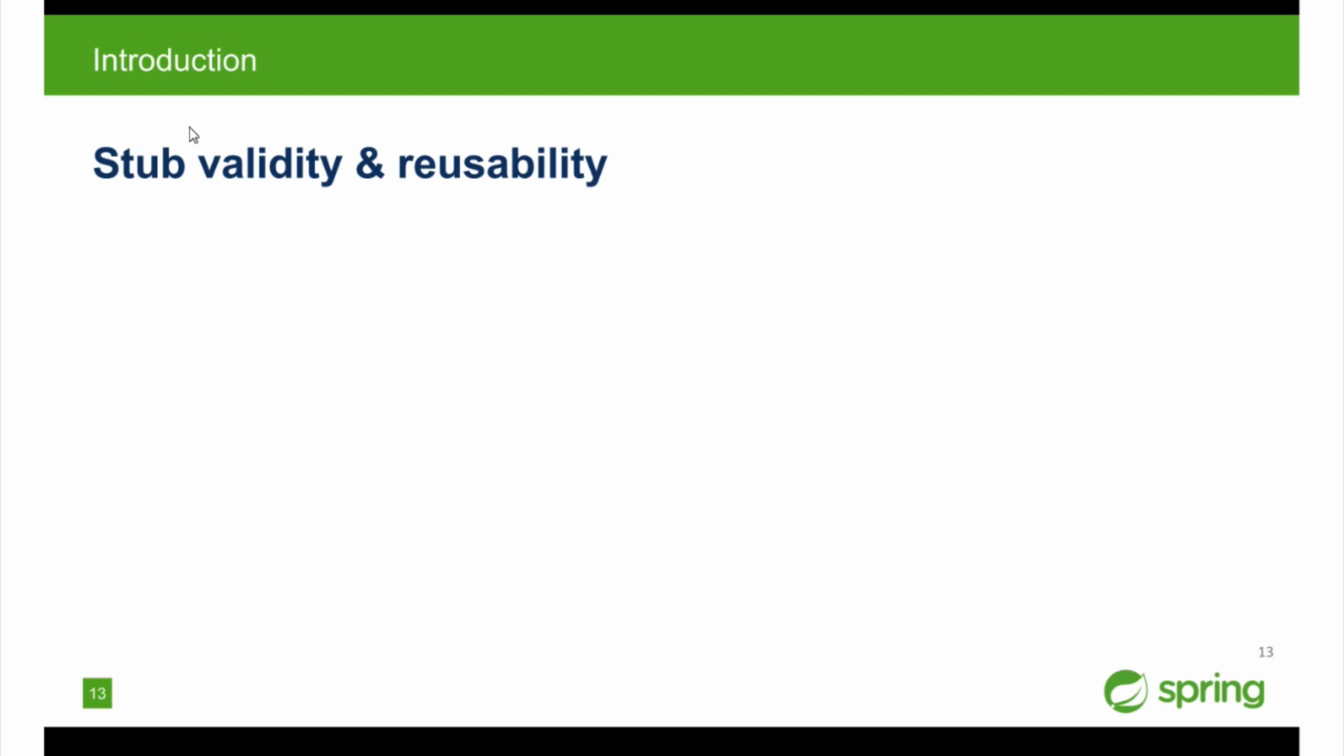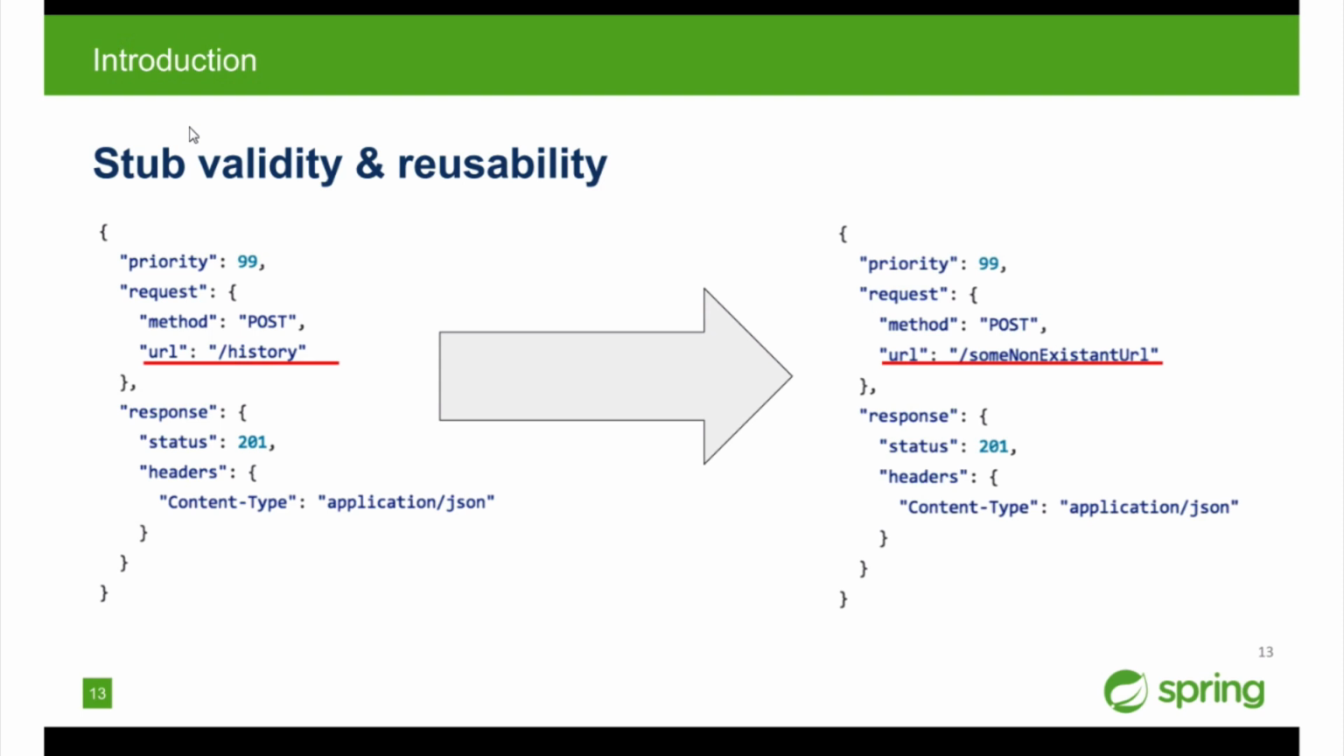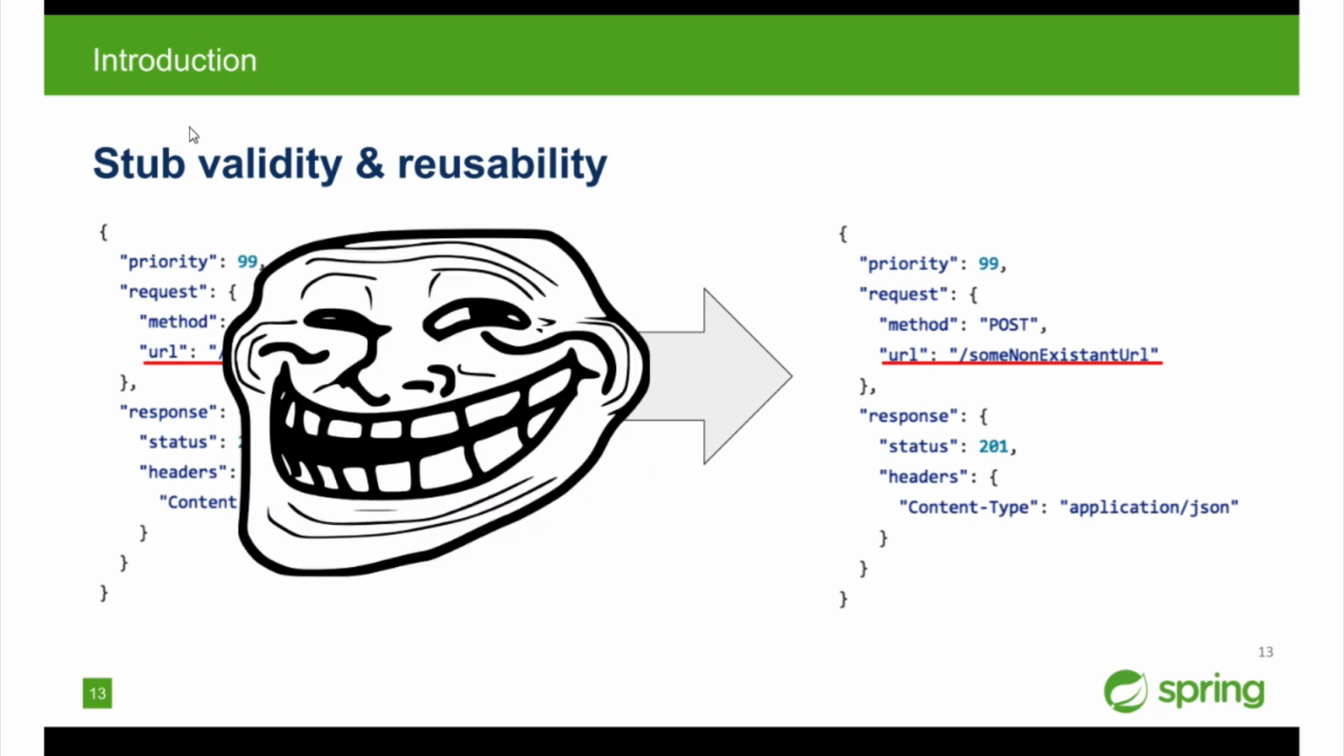So let's focus on this example. I, as a consumer, have this JSON file where I define how the producer should behave, and I have this URL /history. So how about I just change the URL from /history to some non-existent URL? Why not? I can do it because I own the stub. So basically, it's kind of trolling, but I can do it. So what happens now? I change the stub definition. So I'm saying that the producer will behave in a different manner.